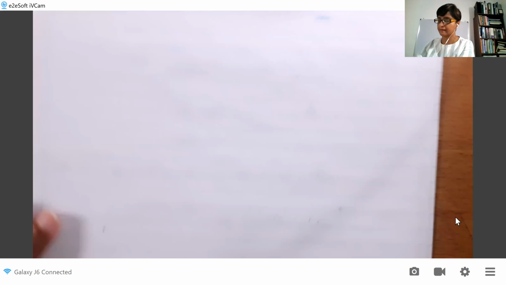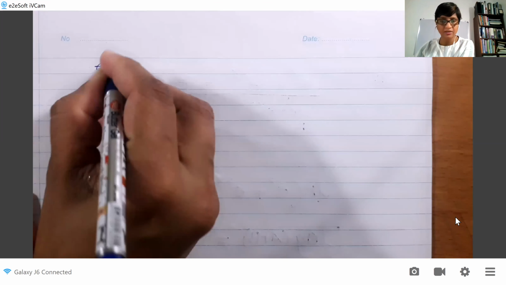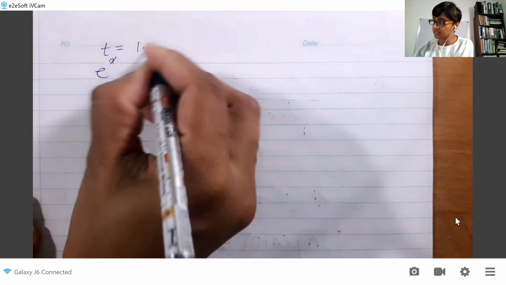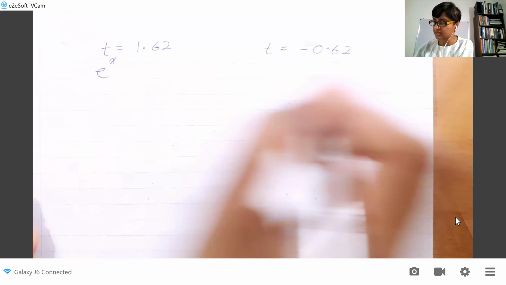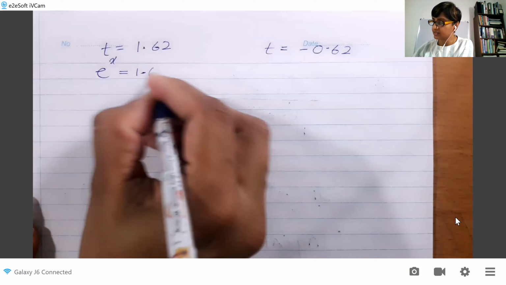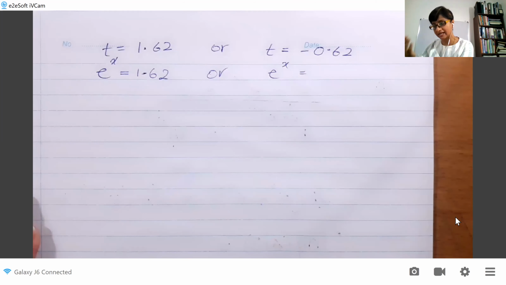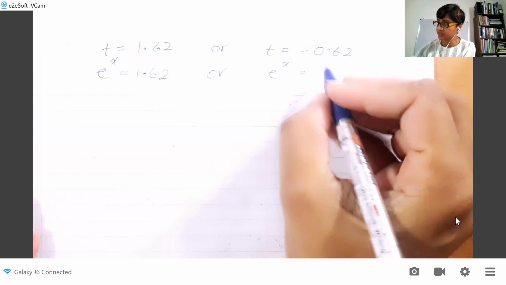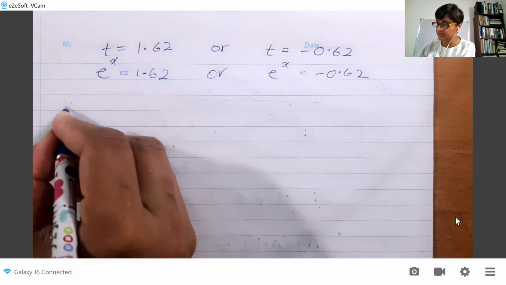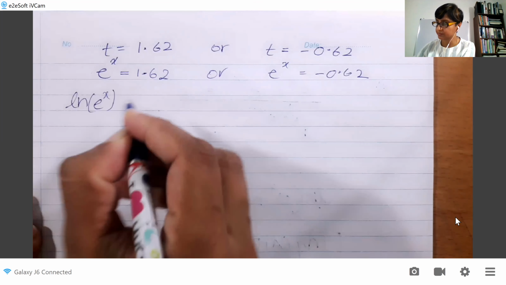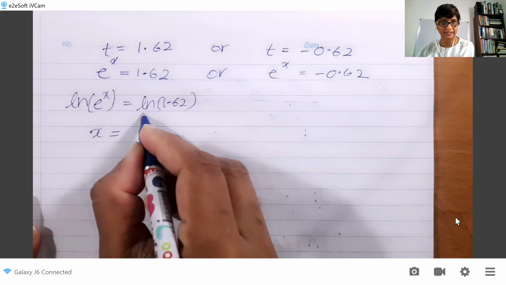Hatfi says you get t equals 1.62 and t equals minus 0.62. So you would write e to the power of x equals 1.62, or e to the power of x equals minus 0.62. We get two possible answers, and when you take ln on both sides, here you get just x, and this you can find from your calculator.